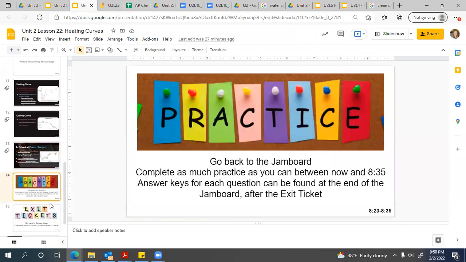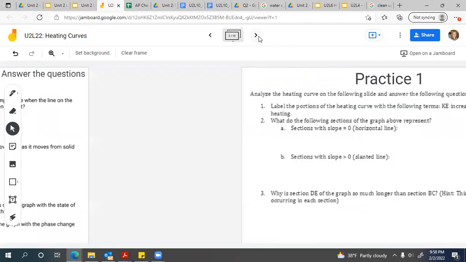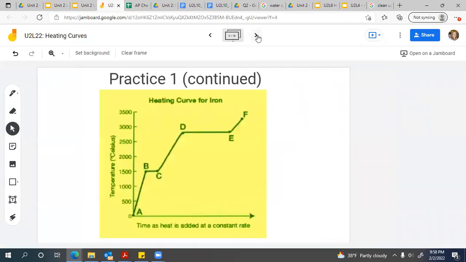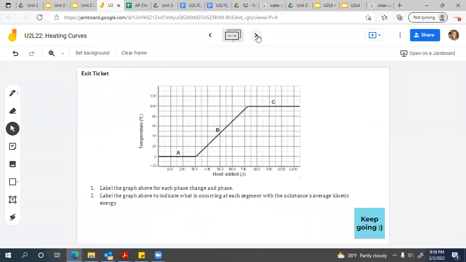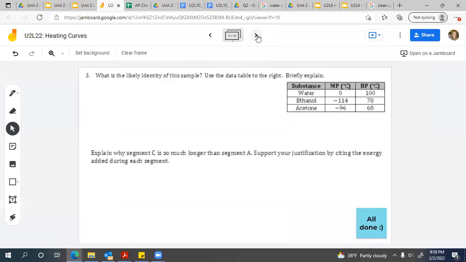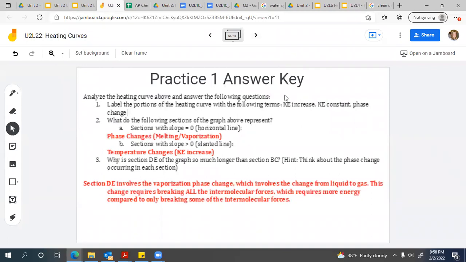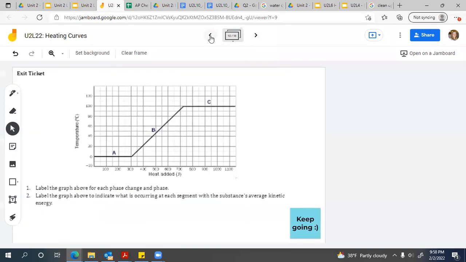Okay, scholars, now is your time to practice. So go back to the Jamboard and complete as much practice as you can between now and 8:35. Answer keys for each question can be found at the end of the Jamboard after the exit ticket. So here are your practice problems. There's 5 in total, and then there's your exit ticket, and then your answer keys start. Don't look at them right now.